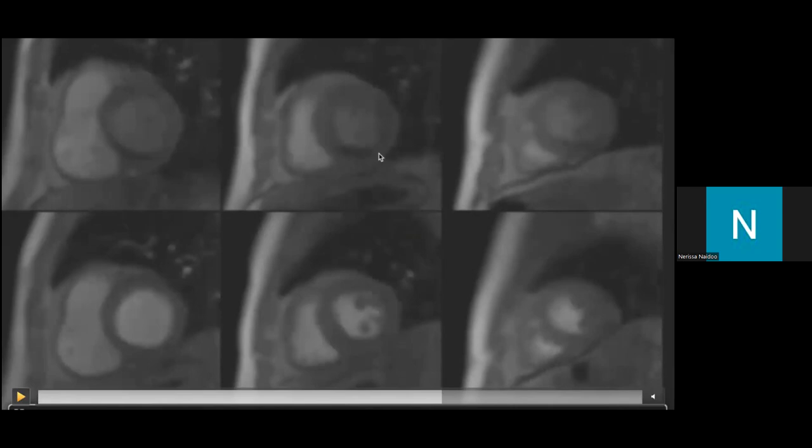Okay, basically this is a first pass perfusion. The top row is done with adenosine. It's a stress perfusion study, and the bottom one is done at rest. And if you look here, there is a dark rim. You can see it up here, you can see it here, and a little bit in that screen. But down here, we're not seeing that at all. So this is a telltale sign.